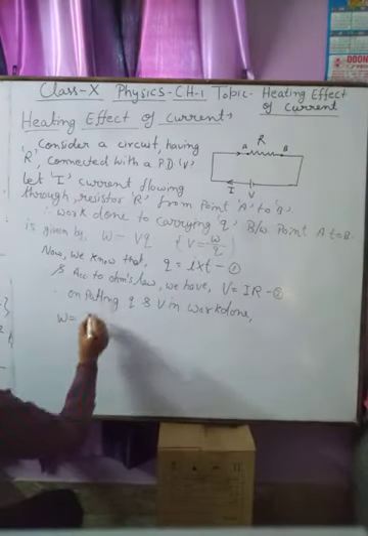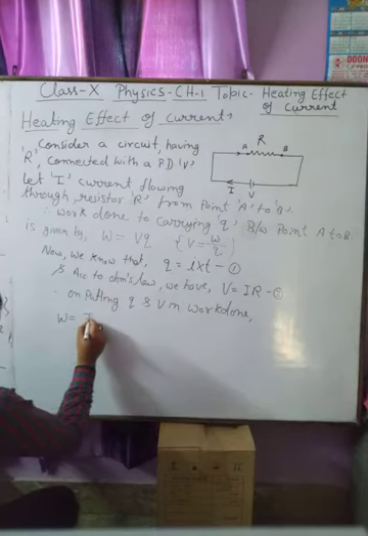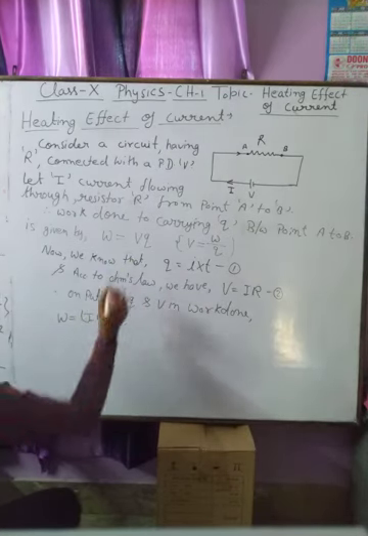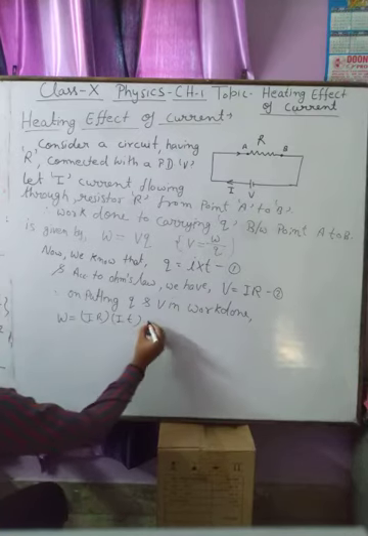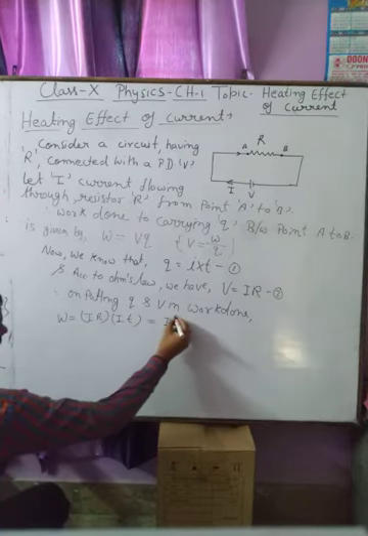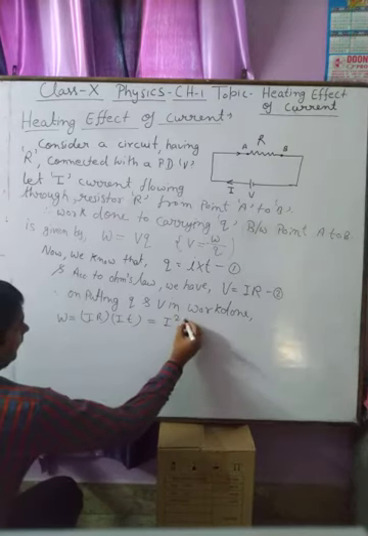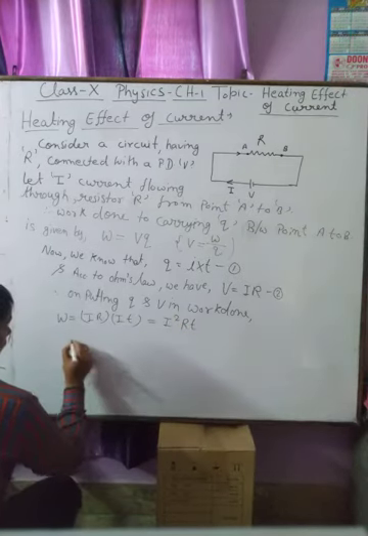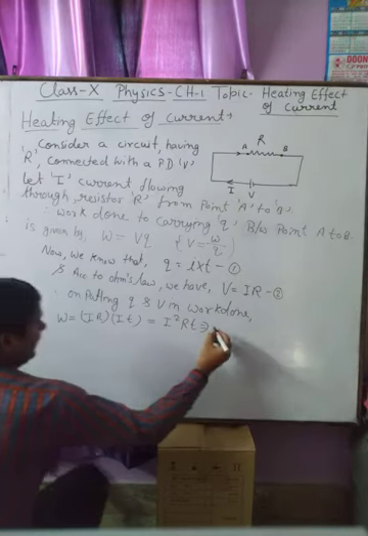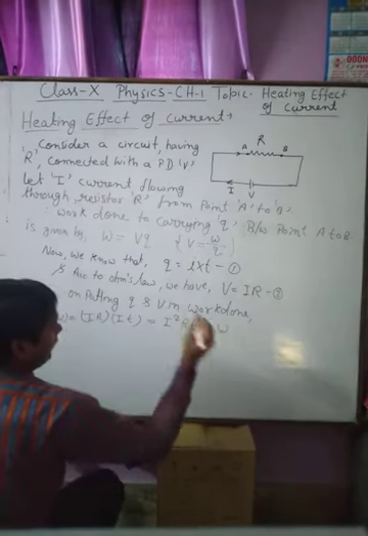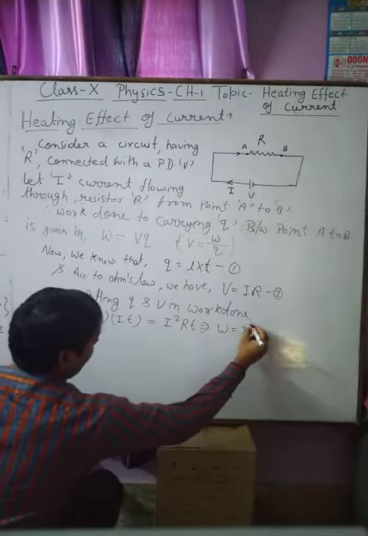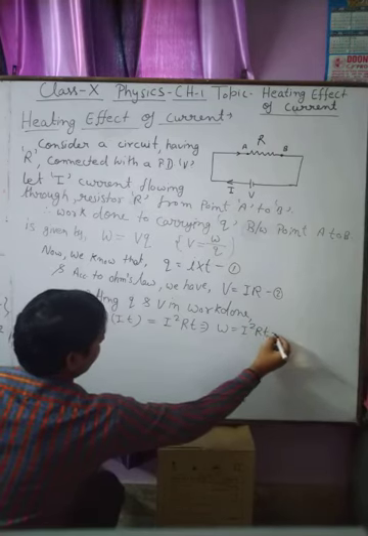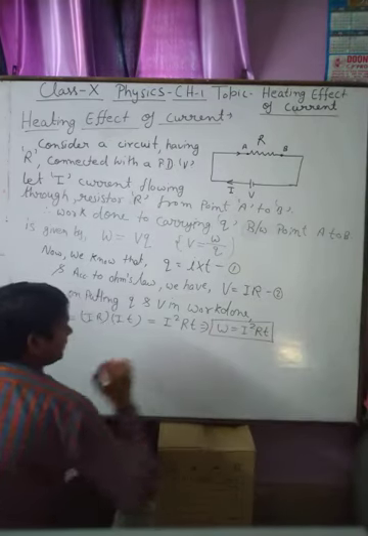W is equal to, in place of V we are putting IR, and in place of Q we are putting I into T. Now student, this I multiplied with I becomes I square RT. So the work done in moving the charge from point A to B across a resistor R is given by I square RT. This is the work done.